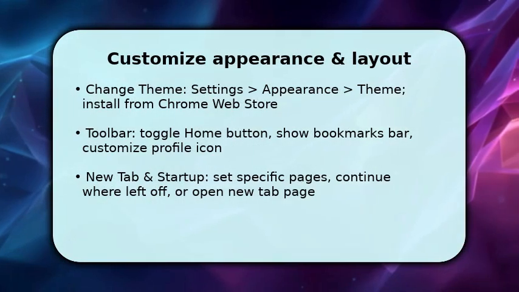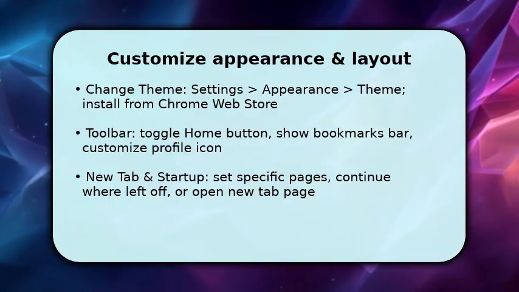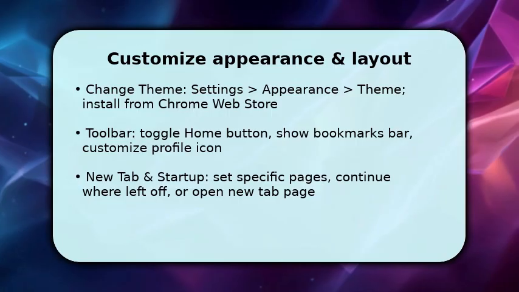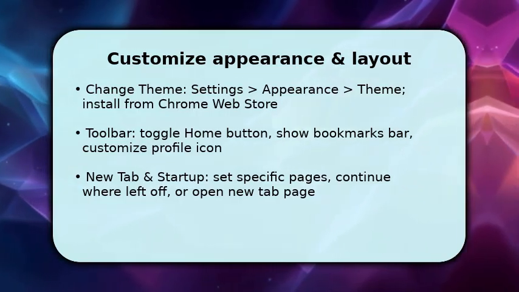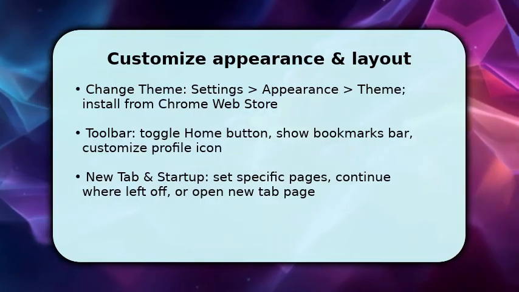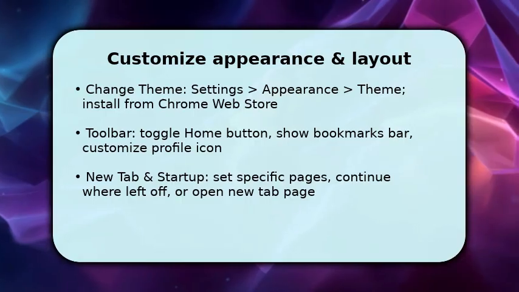You'll now modify appearance and layout. In Settings Appearance, choose a theme or install one from the web store to change colors and tab contrast. Next, toggle the Home button and Bookmarks bar to simplify navigation. You can drag bookmarks to reorder them.